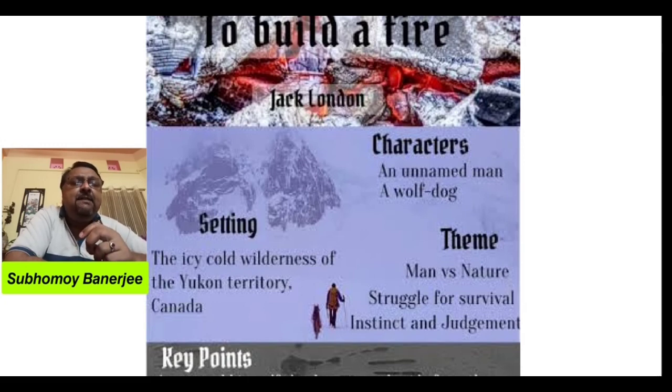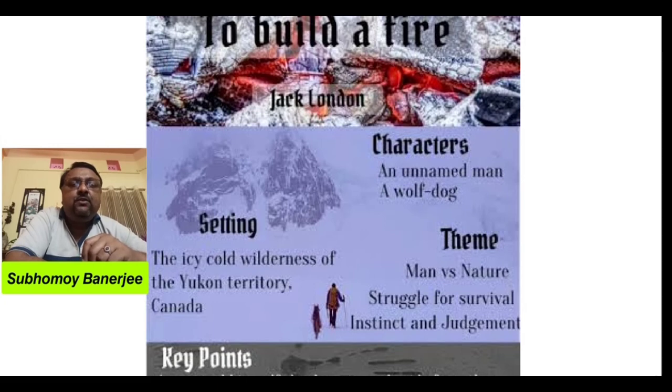So, an unnamed man. The man's name is not given because the name of the man is irrelevant. He represents human beings, he represents mankind. He is man versus the wild, or versus nature. And the wolf dog is representative of nature. Not that man is not a part of nature, but man has many drawbacks, which a dog does not.